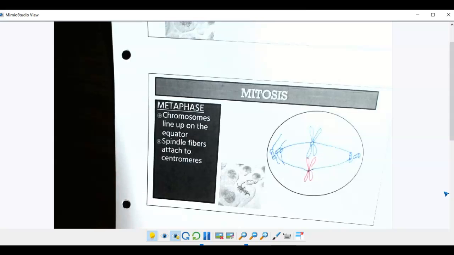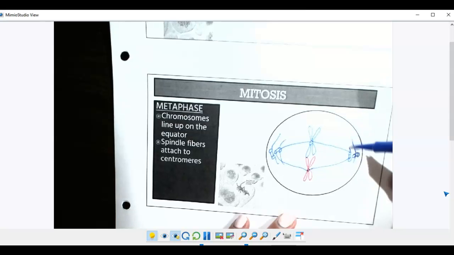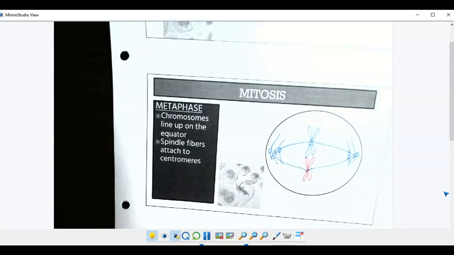Okay, not much going on. I'll put in a few more spindle fibers. Super easy to remember. Chromosomes line up at the equator, middle of the cell. Spindle fibers attached to the centromeres.